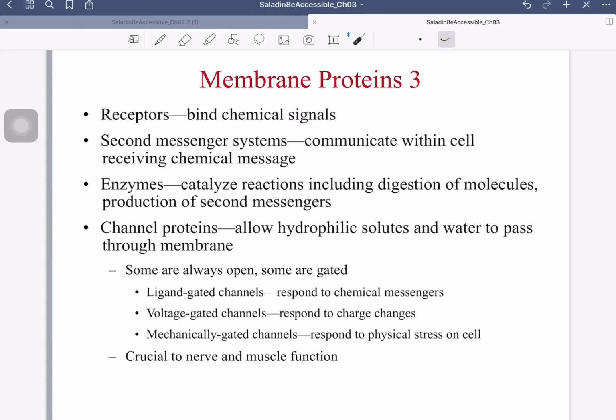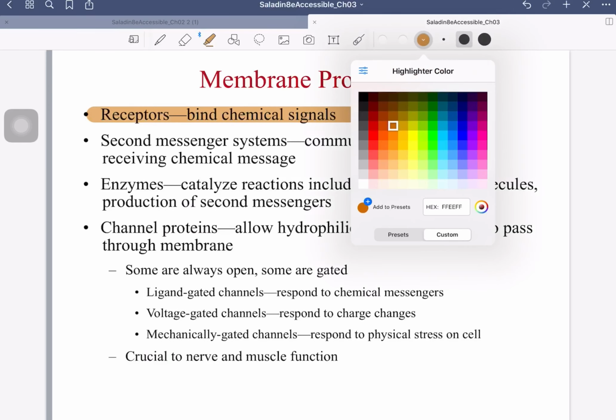Now, we're going to talk a bit about special types of membrane proteins, and we talked a bit about receptors that bind to chemical messages. There's a very important system. Now, we're going to look at the general system.